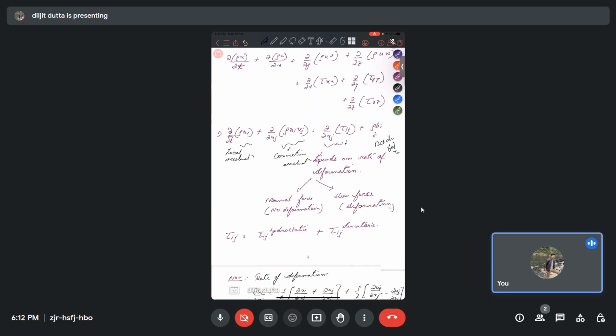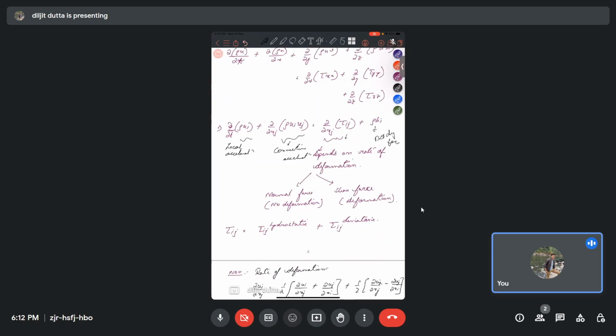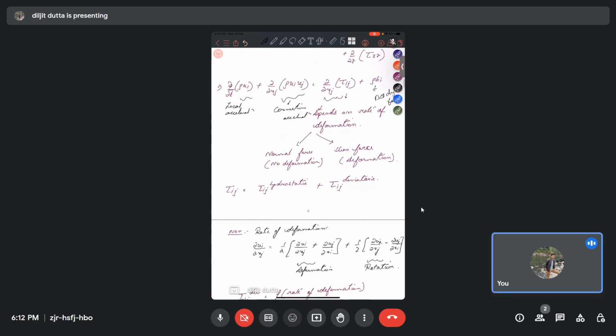So this tau_ij depends on the rate of deformation. Now which component is contributing to deformation? There are two components that we already said. One is the normal force, another is the shear force. The normal force won't be causing any deformation in the fluid. Only the shear force that is acting tangentially will be causing deformation in the fluid element.